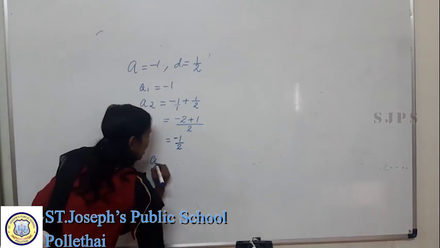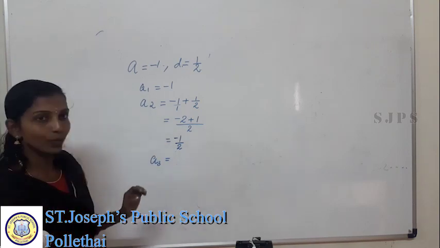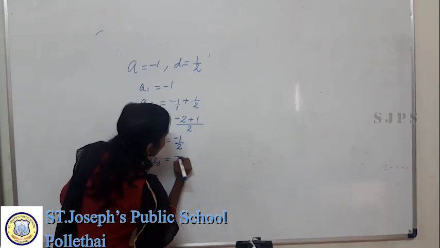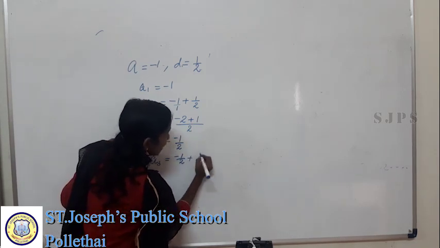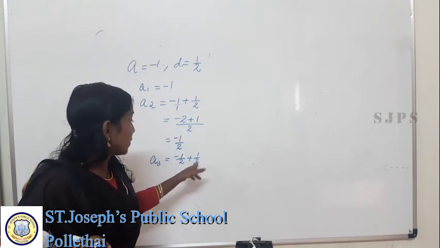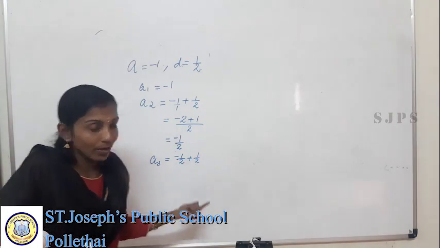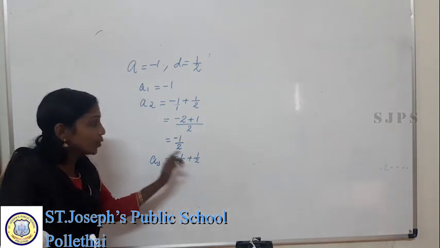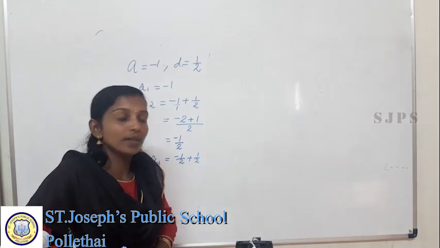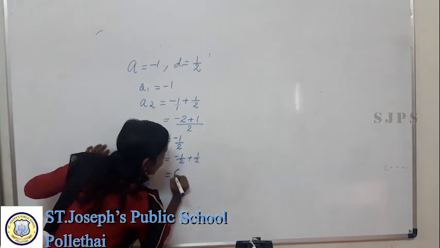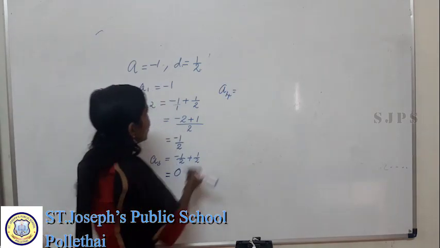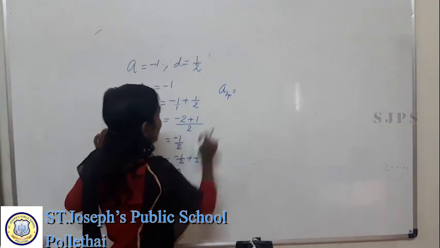Then A3 is equal to A2 plus D. That is minus 1 by 2 plus 1 by 2. Here one is negative and the next one is positive. We subtract, that is 1 by 2 minus 1 by 2. What we get there? 1 by 2 minus 1 by 2 is 0. So A3 is 0. Then A4 is equal to A3 plus D.